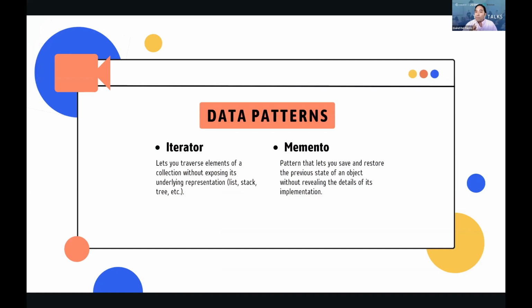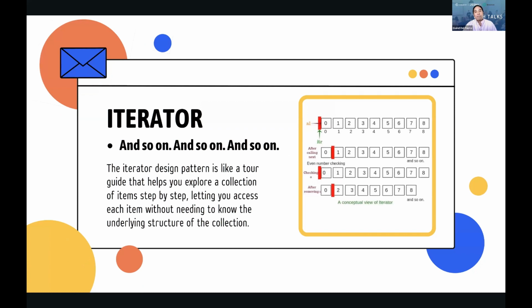Data patterns are behavioral design patterns that involve managing and manipulating data structures and collections efficiently. These include the iterator pattern, which lets us traverse elements of a collection without exposing its underlying representation, and the memento pattern, which lets us save and restore the previous state of an object without revealing the details of its implementation. The iterator design pattern is like a tour guide that helps you explore a collection of items step by step, letting you access each item without needing to know the underlying structure of the collection.